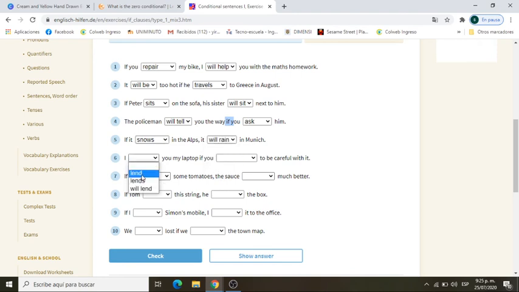I will lend you my laptop if you promise to be careful with it. If you add, will taste. If Tom pulls, he will open. If I find, I will take. And we will get lost if we forget the tourist map. Let's see it.